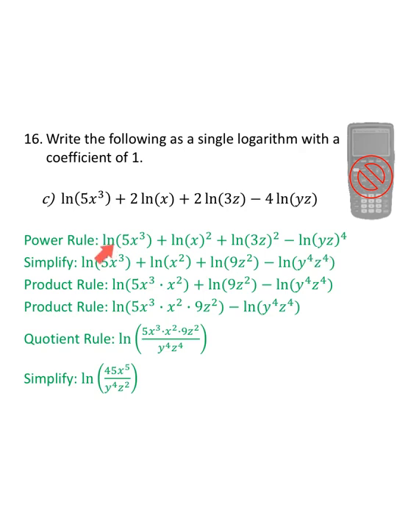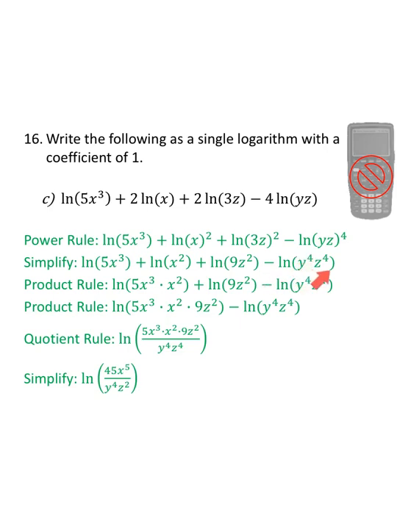Let's simplify. The natural log of 5x cubed, nothing to simplify. The natural log of x all squared, I'm going to call that the natural log of x squared. The natural log of 3z squared, 3 squared is 9, z squared, minus yz to the 4th, that's y to the 4th, z to the 4th.